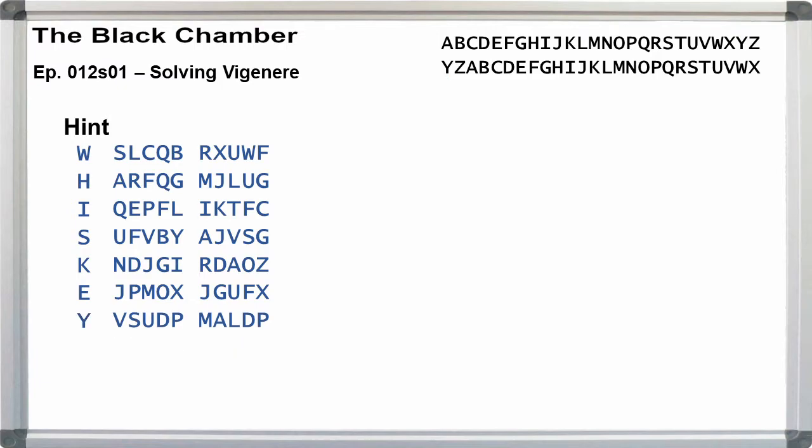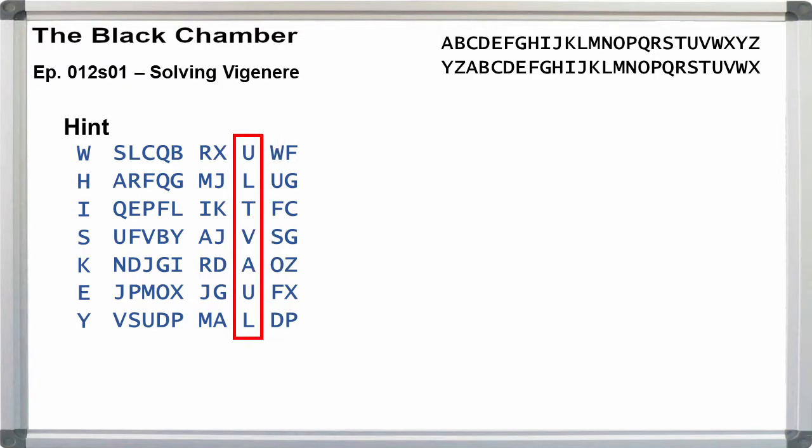It may be a bit difficult to pick out right away, but our key shows up in column 8. We can see that from the top line, we have ULT, and lines 6 and 7 repeat UL. Writing out our cycle, ULT, VAULT. We get the keyword vault.